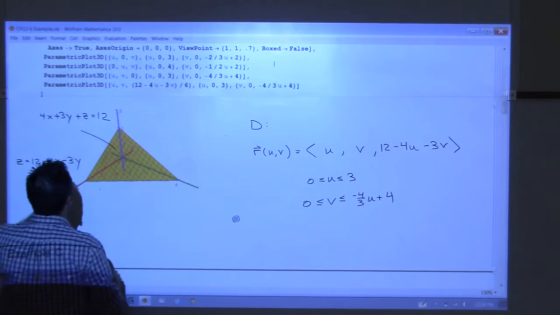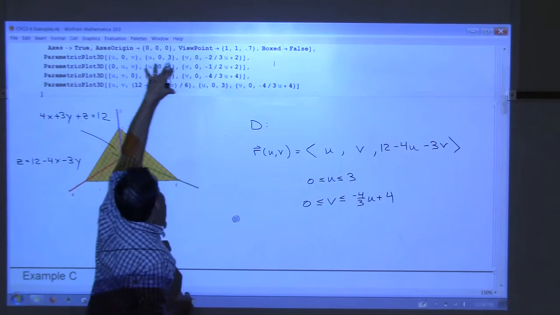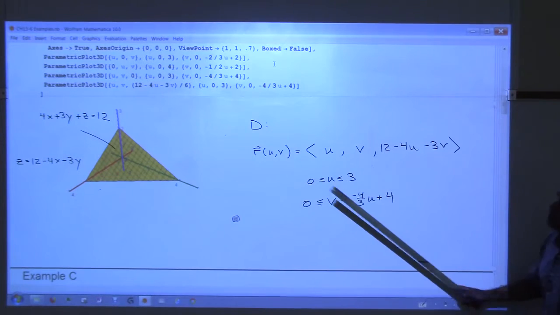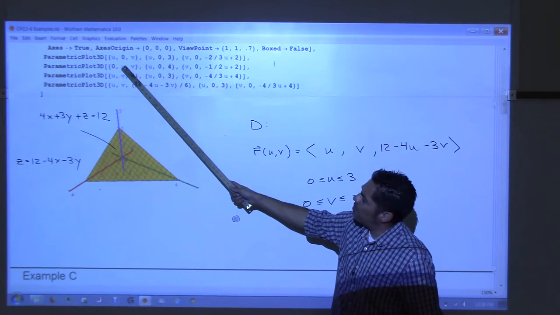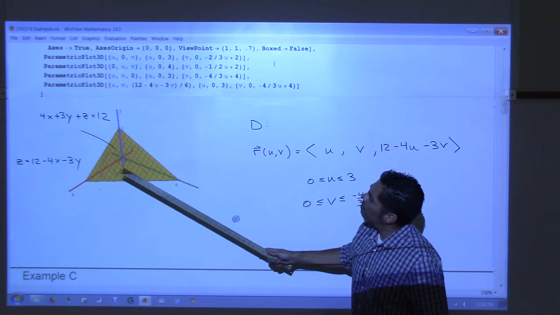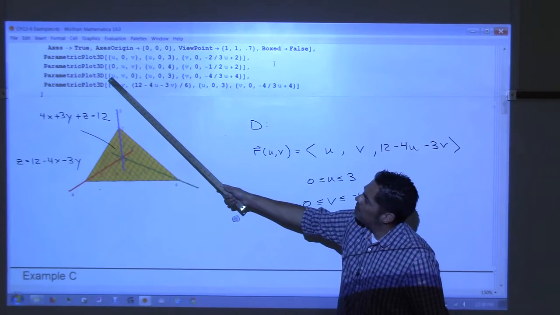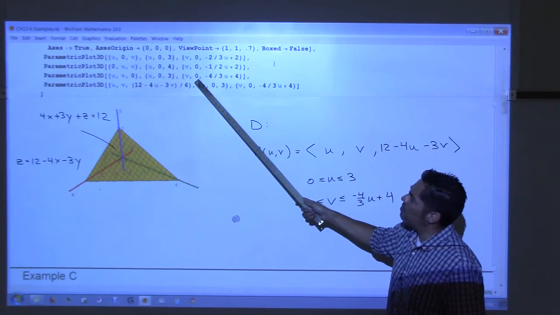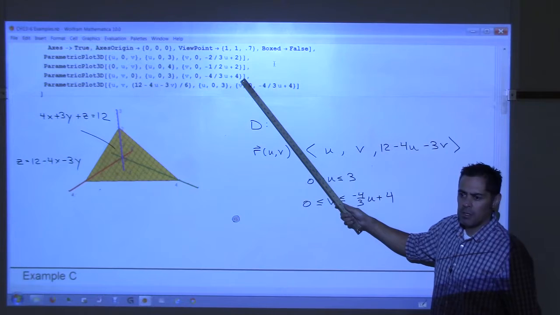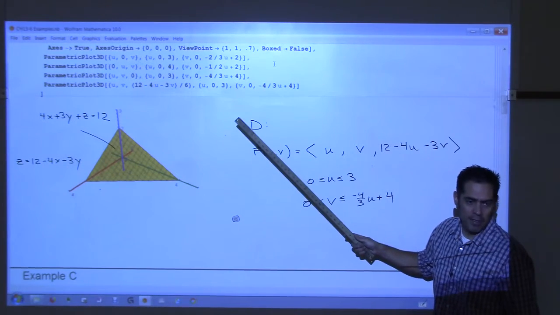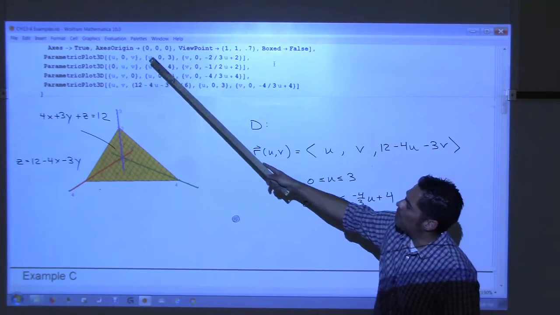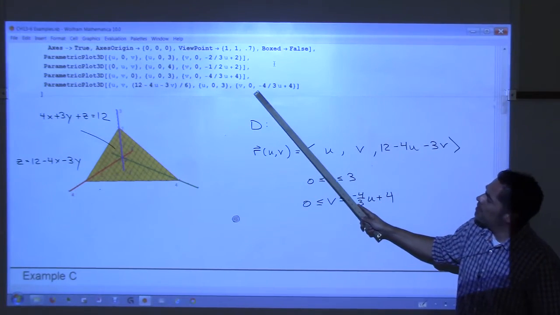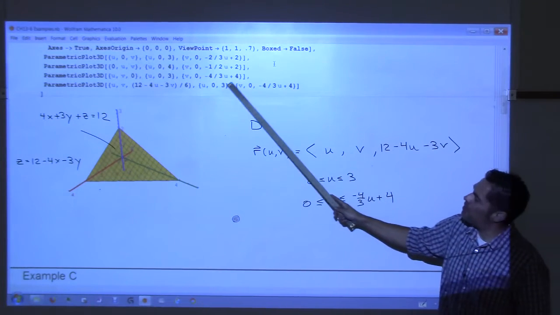If you notice right here, this is me telling the computer to plot those four surfaces, and these first three are A, B, and C. So let's see. This one is A: U, V, 0, right? U's between 0 and 3, and V's between 0 and -4/3 U plus 4. That drew me A. And then B and C were these two. D was this one, U, V, notice the restrictions, 0 to 3, 0 to -4/3 U plus 4. So that's everything we have here, right?